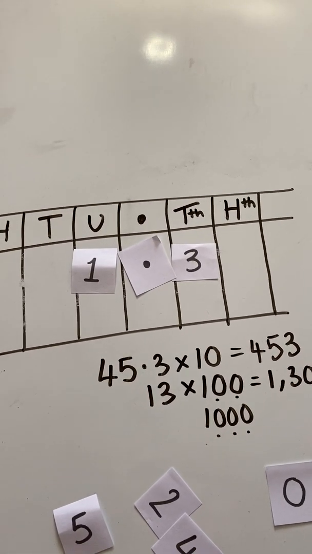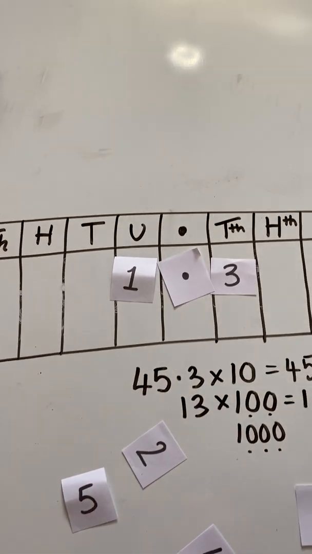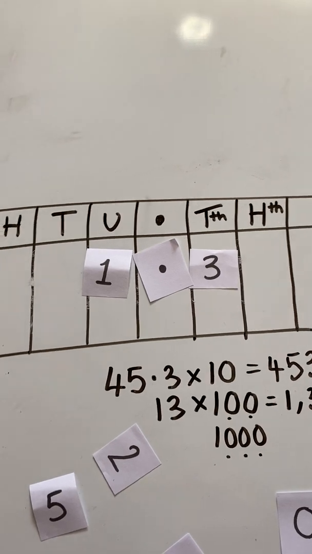Okay, I hope that helps a little bit. Drawing out a place value chart and cutting yourself out some little numbers can be helpful to give it a go. I look forward to seeing how you're getting on.